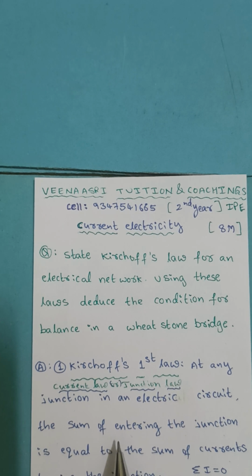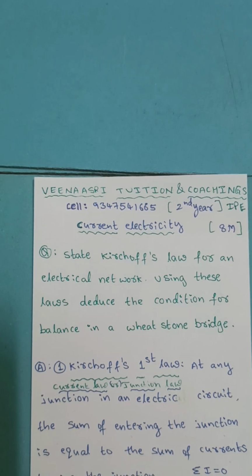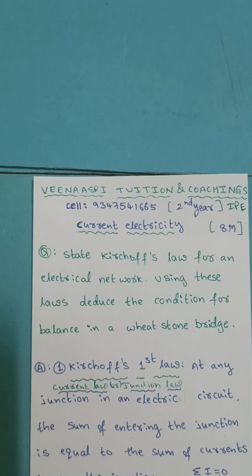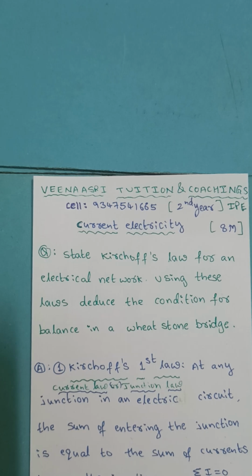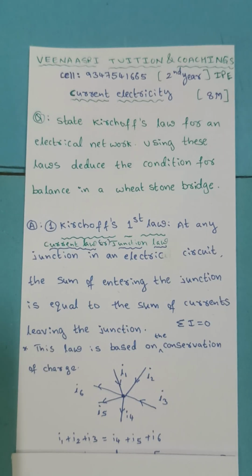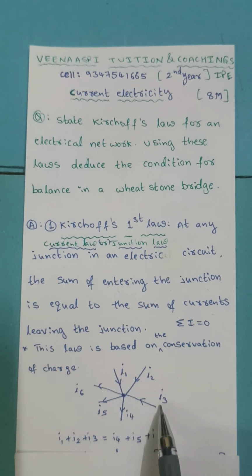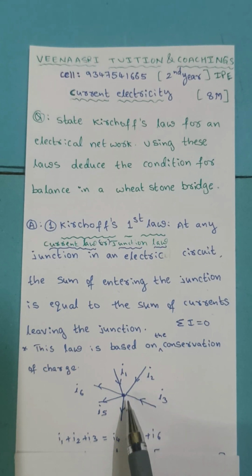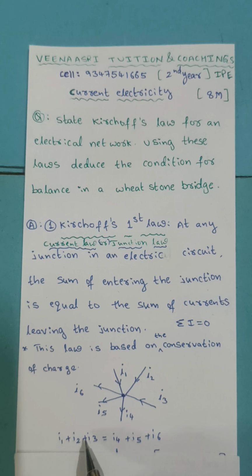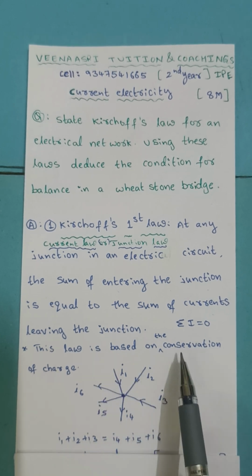See, the sum of currents entering into the junction, that is I1 plus I2 plus I3, is equal to the currents leaving the junction, I4 plus I5 plus I6. So once again listen, I1, I2, I3 are entering into the junction, I4, I5, I6 are leaving currents from the junction. So entering is equal to leaving currents. This law is based on the conservation of charge.